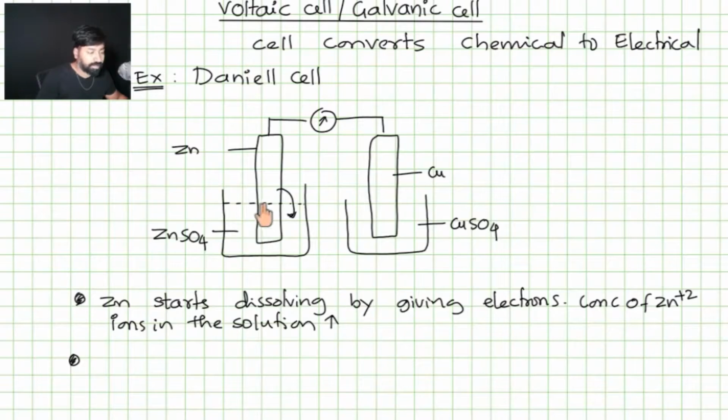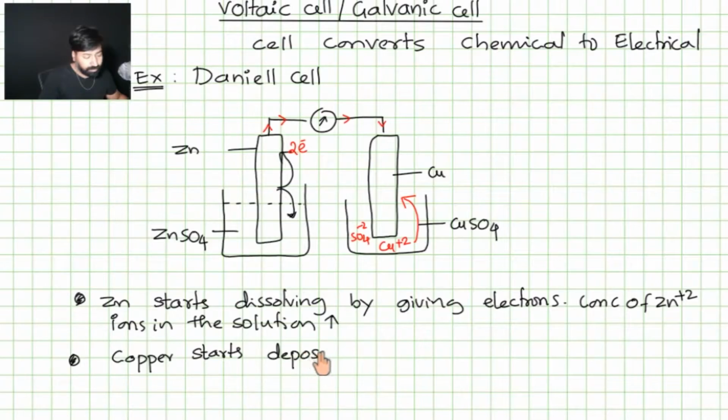Second point, the electrons given by the zinc travel in this direction. Okay, let me write those two electrons here. The electrons are traveling in this direction and they reach the copper rod. Now the copper rod is accumulated with electrons and surrounded by Cu plus 2 ions and SO4 minus 2 ions. Now as this entire electrode is negatively charged because electrons have reached here, therefore copper gets deposited. So in the second part, the copper starts depositing by taking 2 electrons.